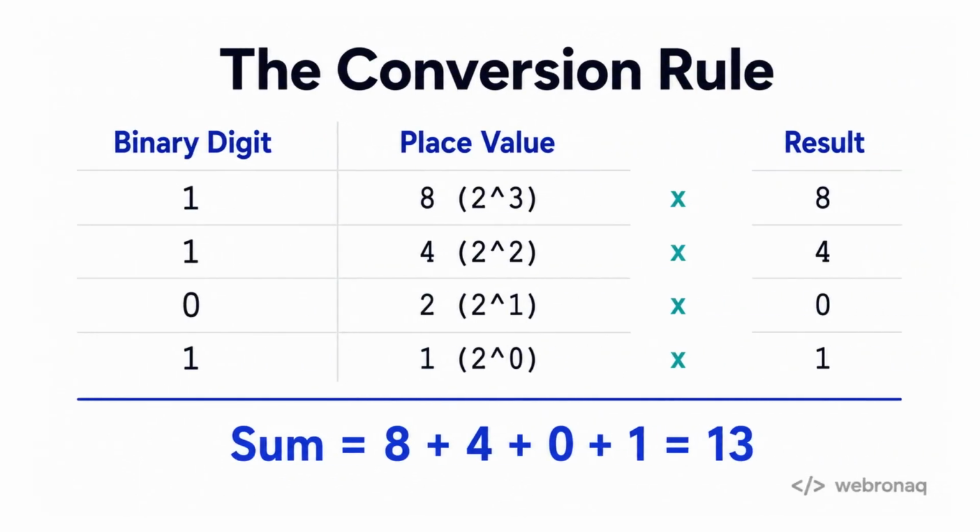The rule for converting any binary number to decimal has exactly 2 steps. Step 1. Multiply each binary digit by its place value. Step 2. Add all those results together. That is the entire algorithm.